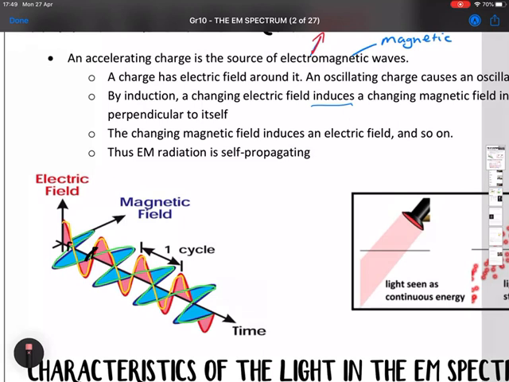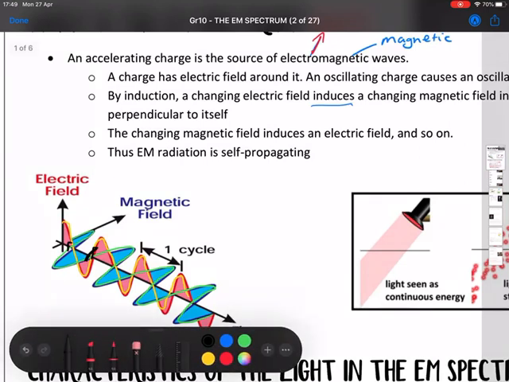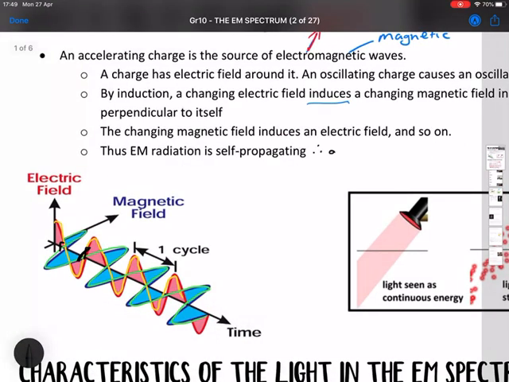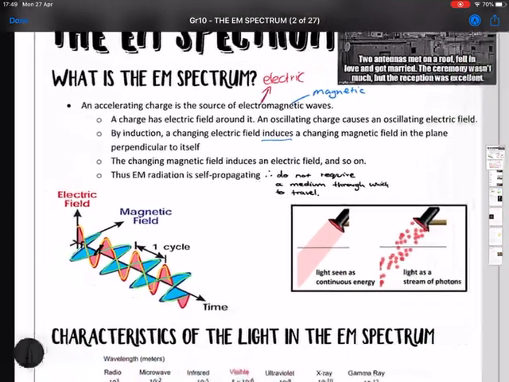They propel themselves, and that's why electromagnetic waves, radio waves is an example, light is another, Wi-Fi is another, do not require a medium to travel. They're self-propagating. Maybe just add that as a little note. A medium is a substance.